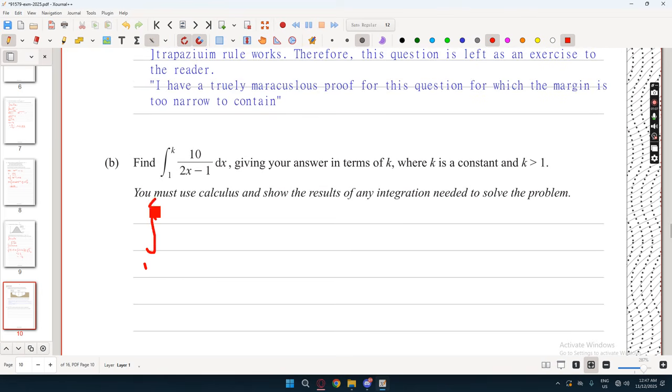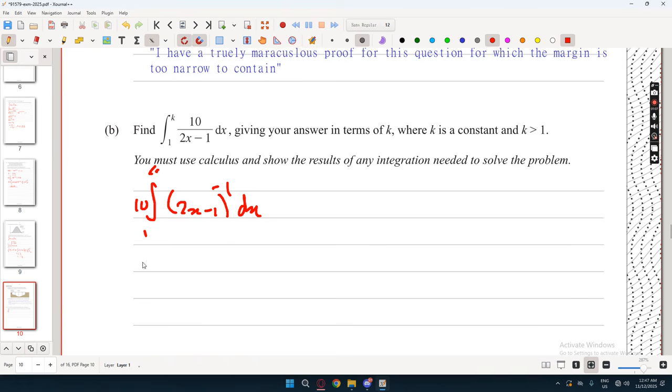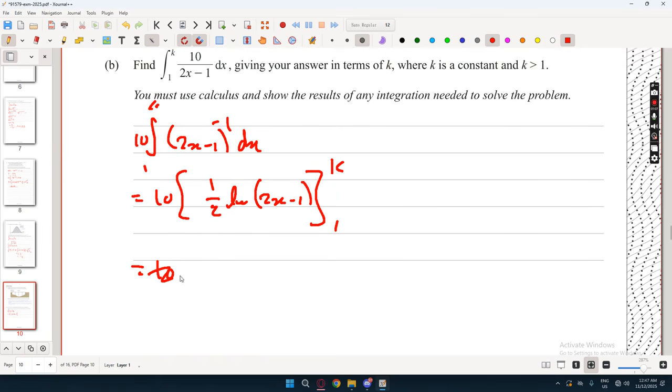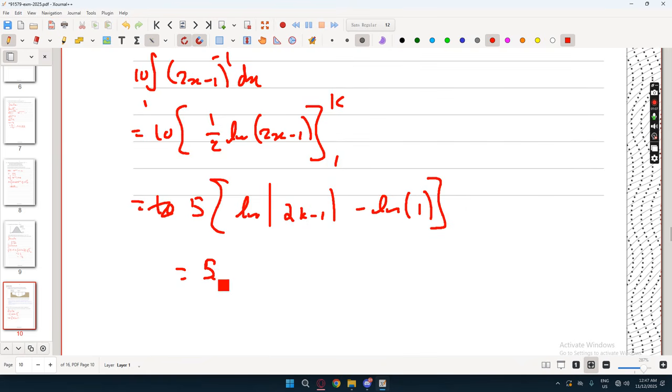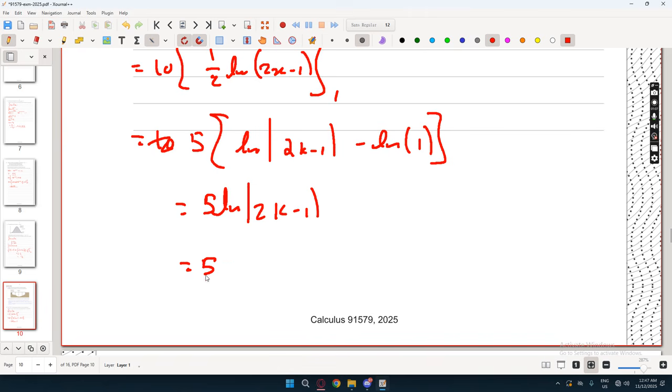Right. Integral from 1 to k, 10 lots of (2x minus 1) to the minus 1 dx. Well, that's 10 lots of half ln(2x minus 1) from k to 1. So that's 5 lots of ln absolute value of 2k minus 1, minus ln of 2 minus 1, which is 0. So it's 5 lots of ln absolute value of 2k minus 1. And k is greater than 1, so it's 5 lots of ln(2k minus 1). All good.